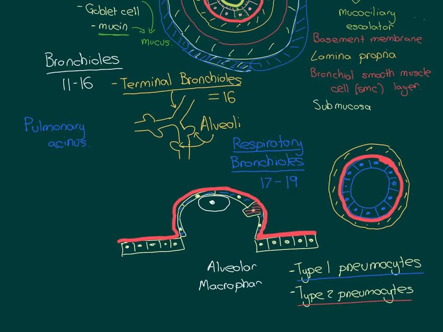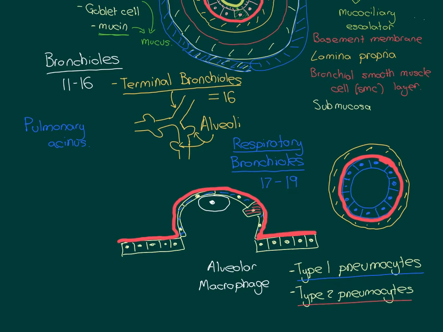Now, macrophages are an incredibly important cell of the immune system. They are massive, very powerful phagocytes. They are capable of engulfing pathogens and dirt particles and breaking them down. And this is the way that you're going to keep the respiratory bronchioles clean.